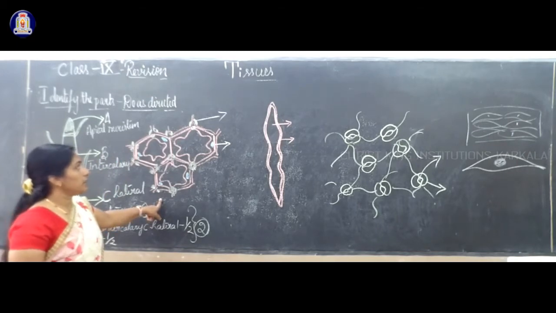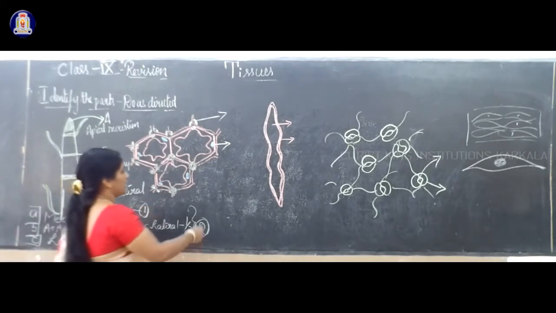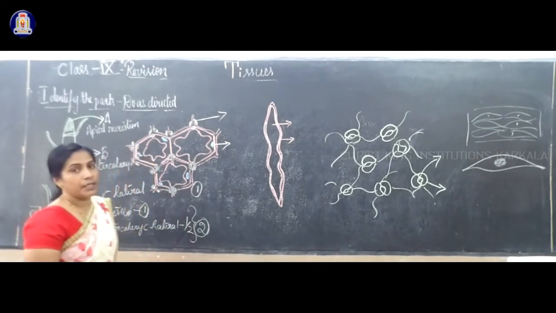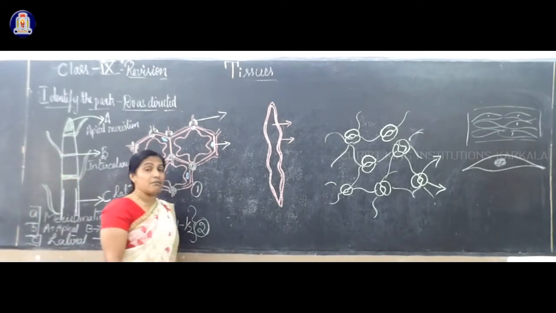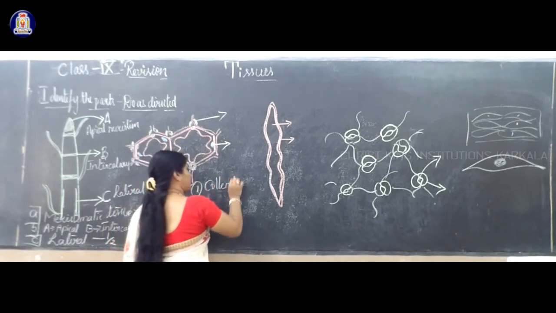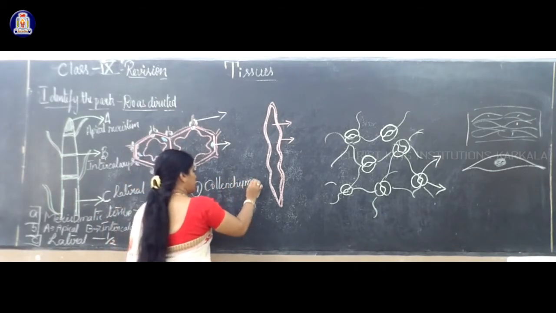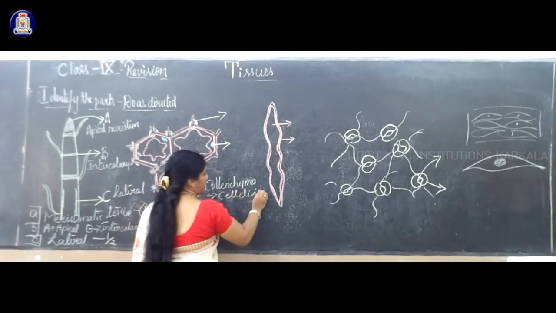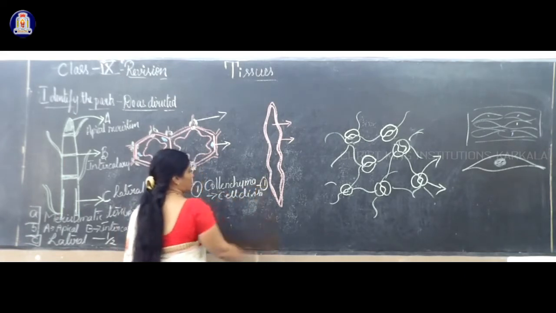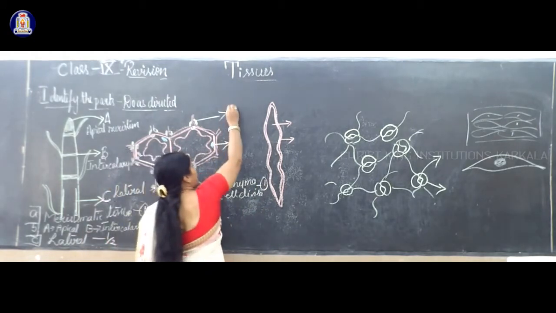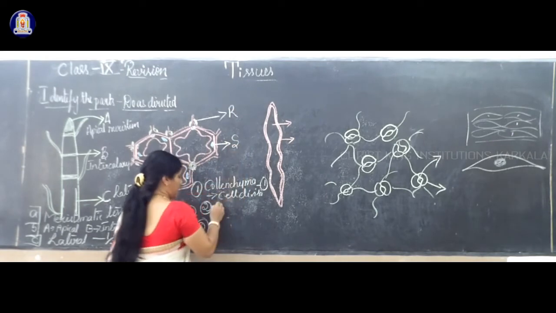Second diagram. See the arrow mark. Identify the diagram. Name the tissue and what it is meant for. Name the tissue: it is parenchyma, meant for cell division and flexibility. It carries 1 mark. Second, identify R and S.